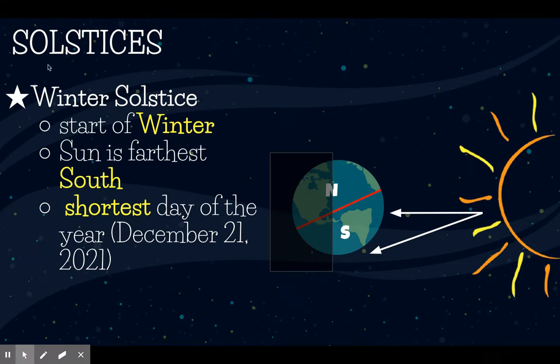You can remember the meaning of the word solstice by looking at this root word here, S-O-L, sol, at the beginning. Whenever you see that root word sol, it's usually referring to something related to sunlight or the sun.